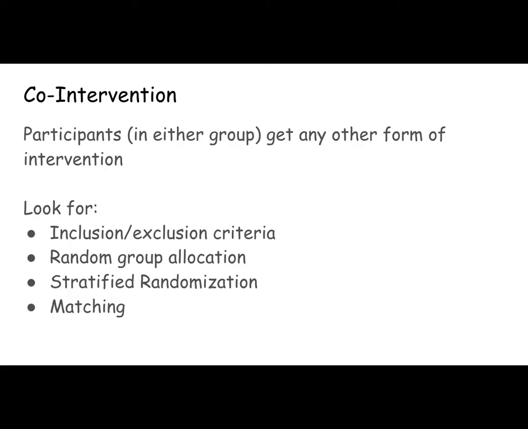Random group allocation, the idea being that some co-intervention is inevitable, but spreading out people randomly is going to balance out that effect. Stratified randomization. So if you can break people up based on some factor, like the medications that they're taking, that's a way to accommodate this. And matching, if you've really got to assign people to groups so that you know there's someone in each group getting the same medicine, going to the same treatment, whatever it is.